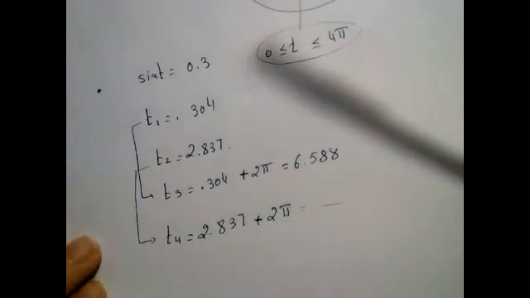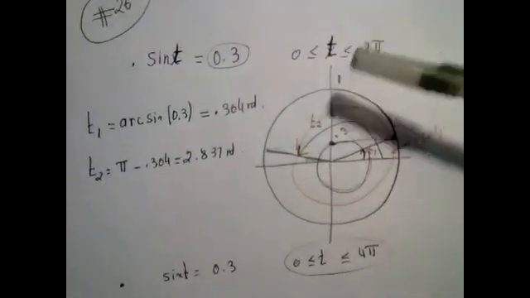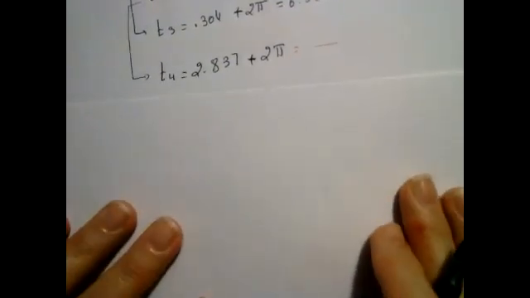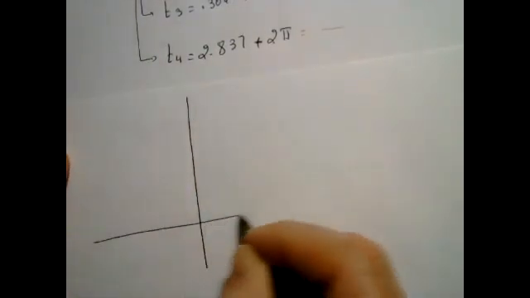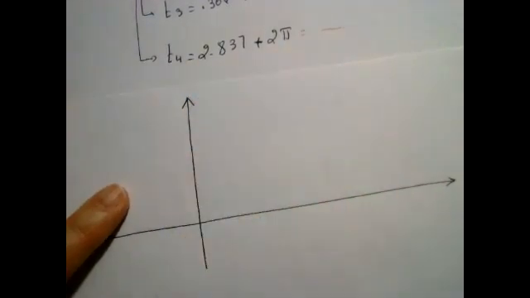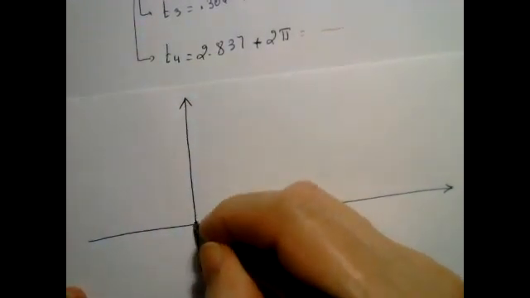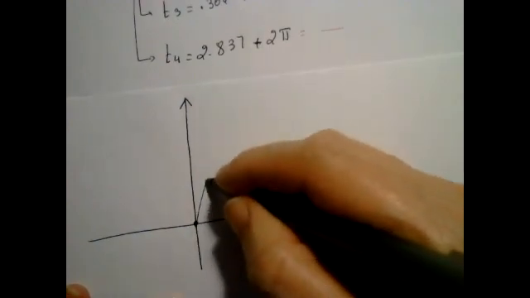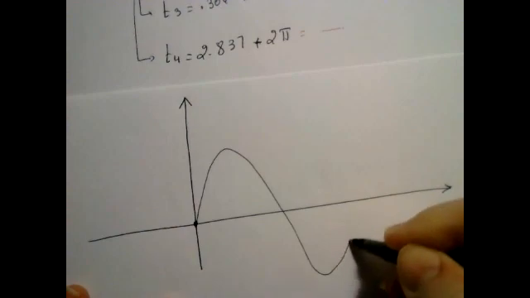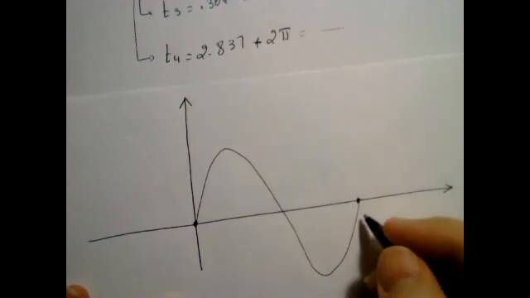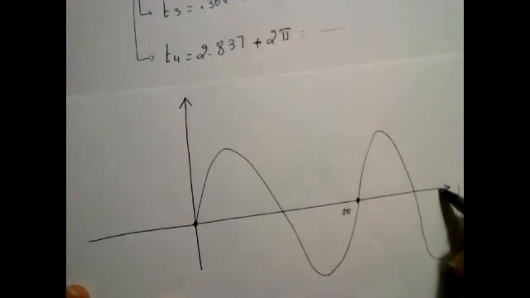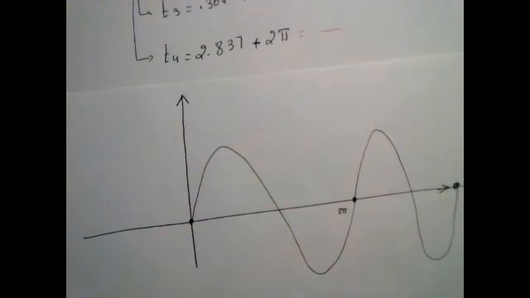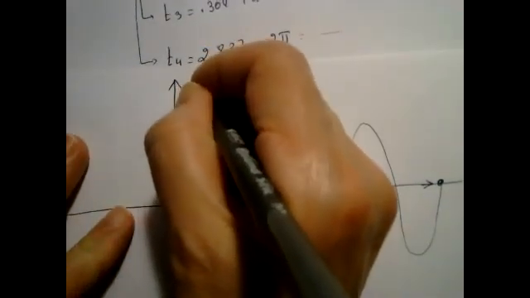So we solved sine t equals 0.3 between 0 and 2 pi. We solved it between 0 and 4 pi. The last idea is the following. Suppose I give you the graph of sine. That's the graph of sine of t, and I'm going to draw it over two periods. So remember, the graph of sine starts here and it goes up, down, up. That's a full period. Then it goes up, down, up, and that's a second period. So that's the graph of y equals sine t.